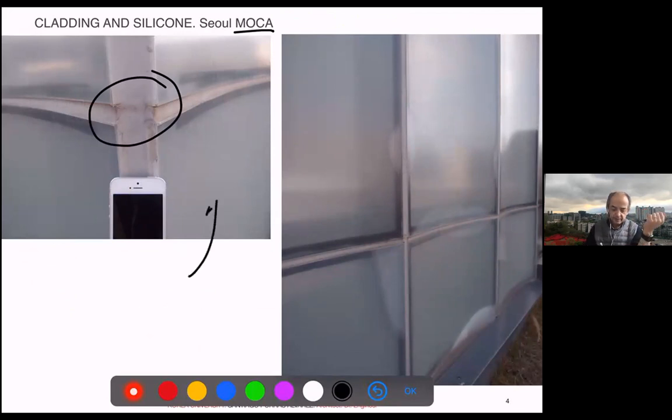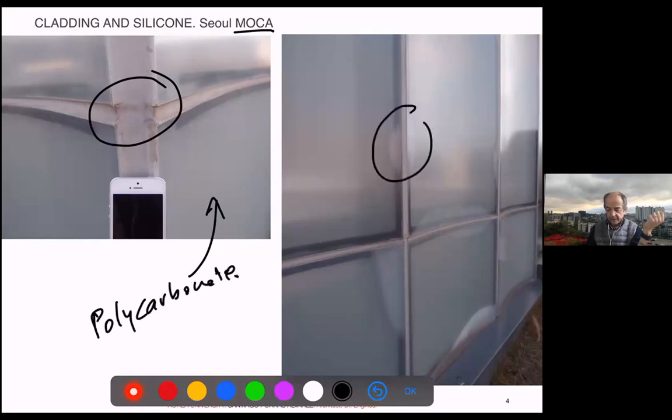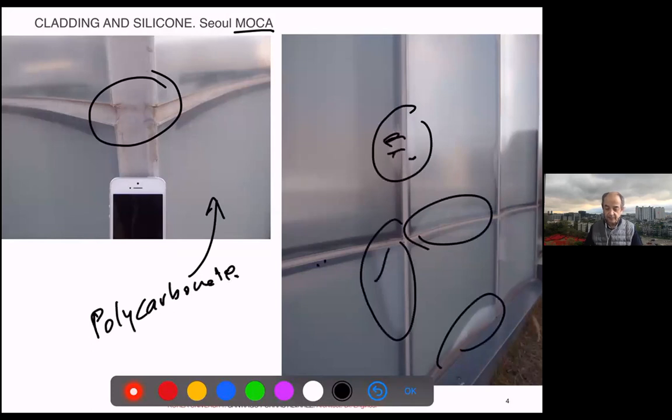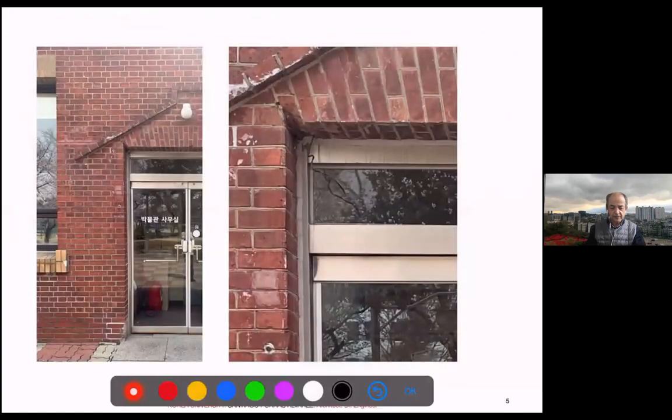And this is probably polycarbonate, and you see how the chemical components, those solvents of the silicone, start attacking that polycarbonate. So this is a nice concept of facade, but with a terrible execution and detailing. And the building, which is fairly new, is already half ruined in those areas. This is another case of overuse of silicone on a facade.